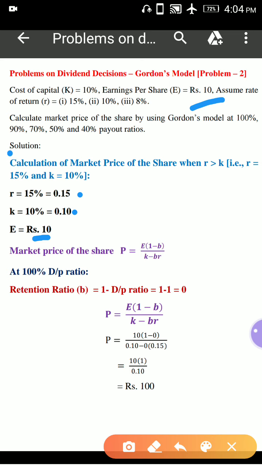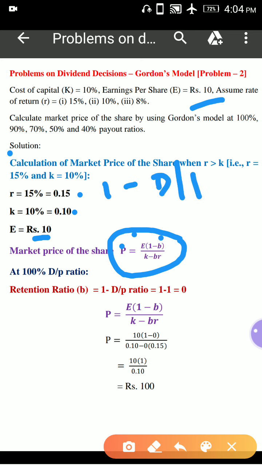Now this is the formula for the calculation of the market price of the share according to Gordon's model. P is equal to E into 1 minus B divided by K minus BR. Here P stands for the market price of the share, E stands for EPS, and B stands for the retention ratio. Retention ratio is equal to 1 minus dividend payout ratio, K is the cost of capital, and B, that is the retention ratio, into R, that is the rate of return.